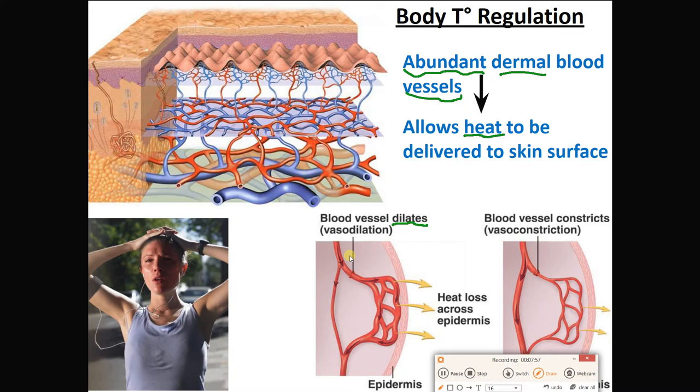This happens when you are hot. It is a homeostatic negative feedback mechanism to help you cool down. Temperature goes up, dermal blood vessels vasodilate, increase the blood flow to the skin, more blood flow, more heat flow at the surface, you're going to have heat loss.